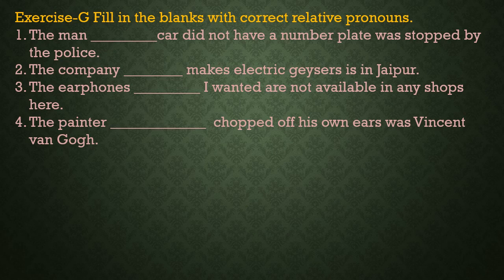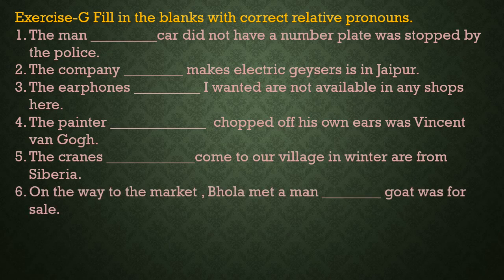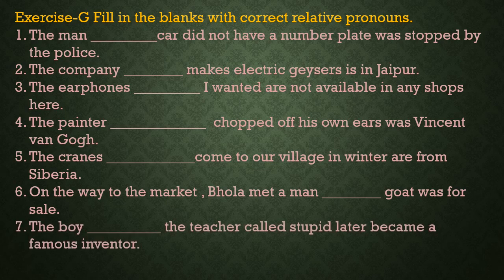Number 5, the cranes dash come to our village in winter are from Siberia. Number 6, on the way to the market, Bhola met a man dash goat was for sale. Number 7, the boy dash the teacher called stupid later became a famous inventor. So this is all about the exercise G. Let's correct all the answers of this exercise.